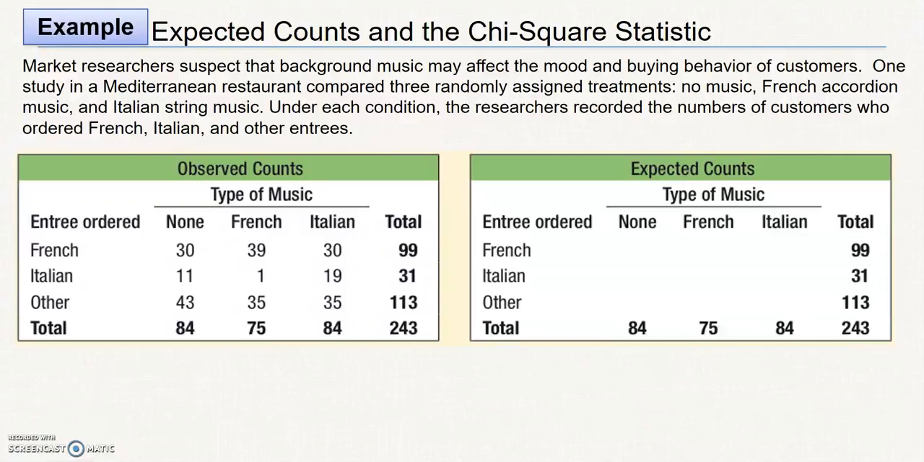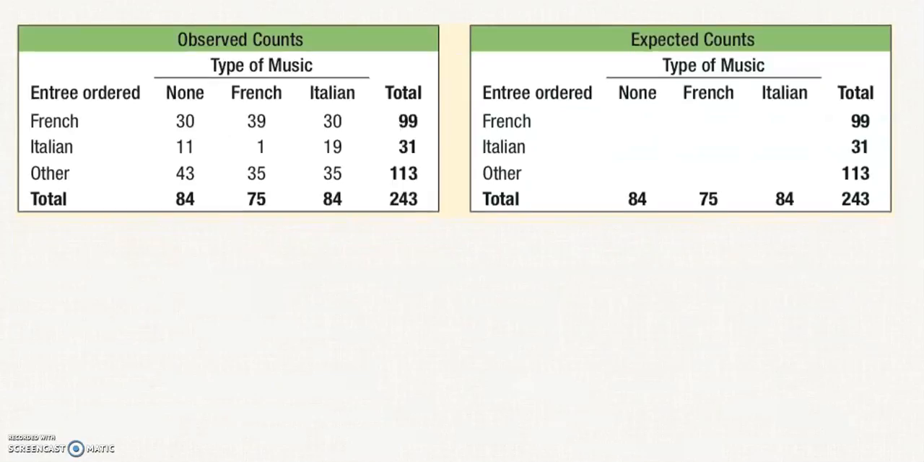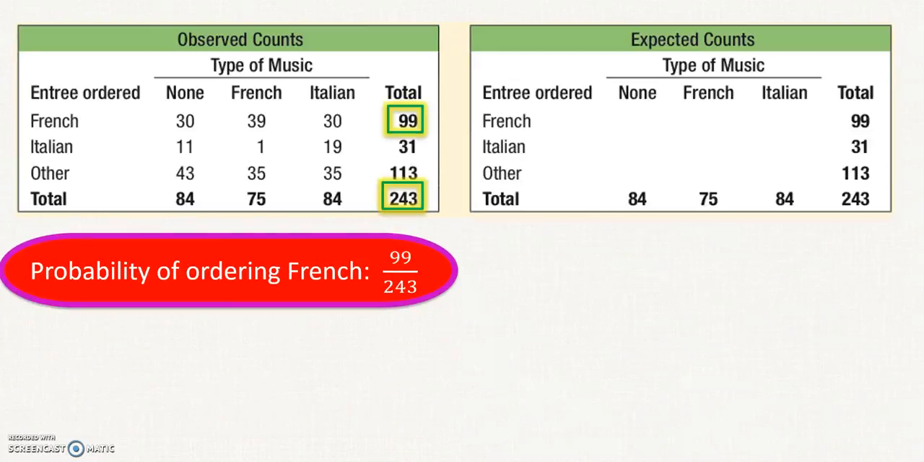So, the first thing we have to do is look at the expected counts. We have to calculate what would be expected. To do this, we are going to assume that the null hypothesis is true and that there is no difference depending on what kind of music is playing. And so if you look at the French music, okay, the probability of ordering French just in general is 99 out of 243.